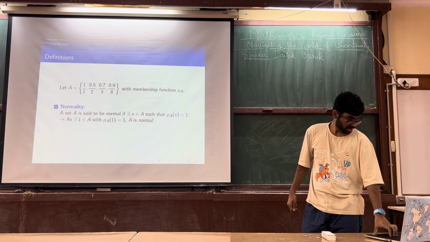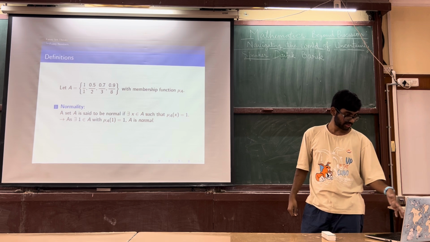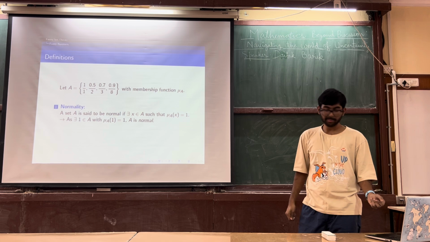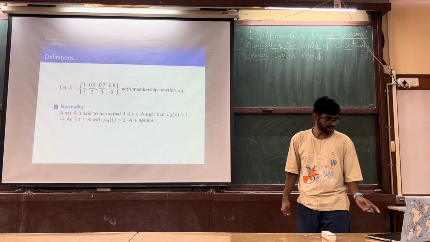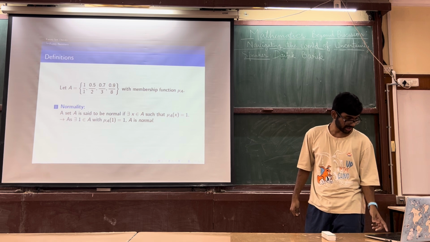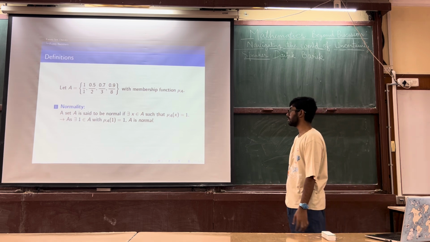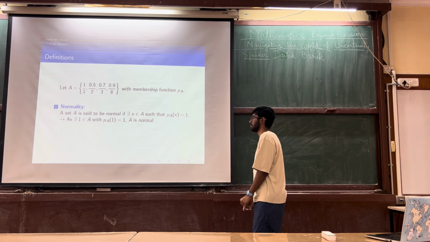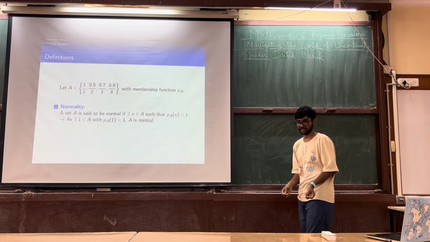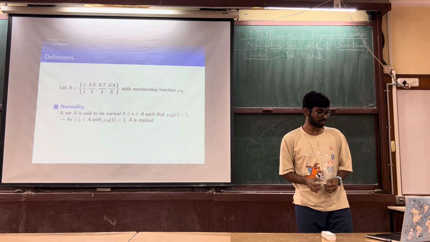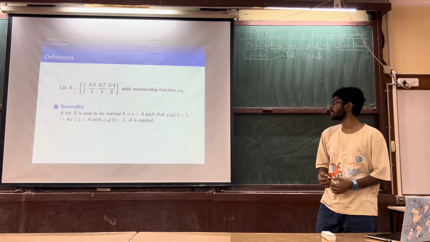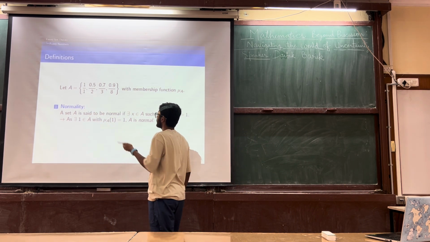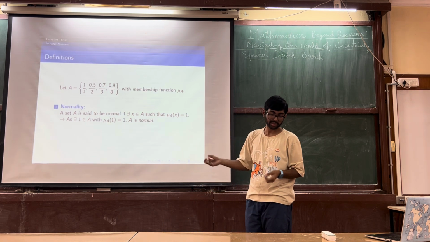Okay, so given the fuzzy set and the membership function, to define the properties we need some definitions. First of all, normality. Normality is that there exists an element in A which has a membership of 1, meaning it belongs to the crisp set of A. Like in this set A, the number 1 has a membership value of 1. So we can say that A is normal because there exists such an element.